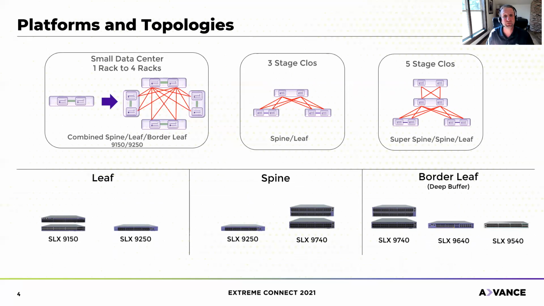The SLX 9250, 32 by 100 gig. That switch can sit either as a leaf or a spine. So we have a lot of flexibility in the platforms and where they can live. Again, really talking about how we create the topology that best fits the use case you're looking for.